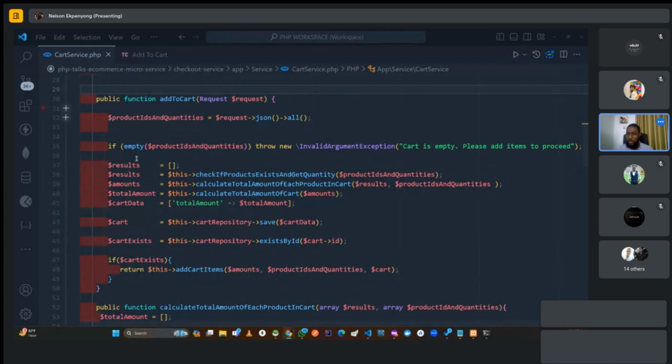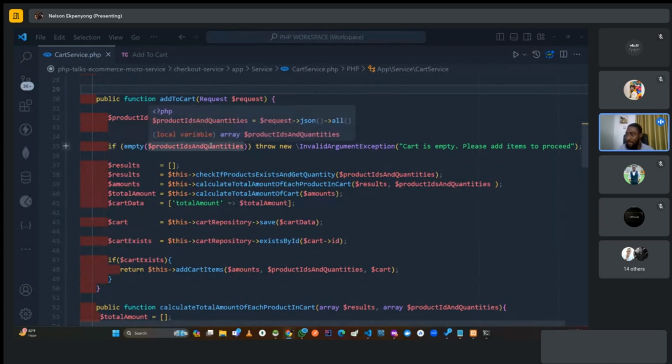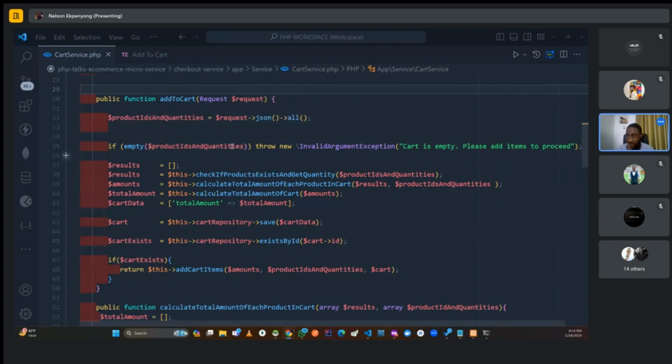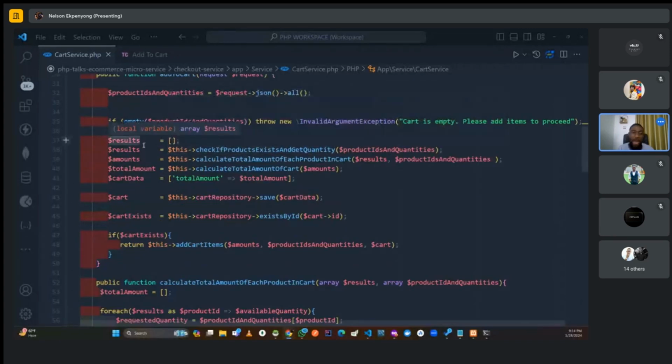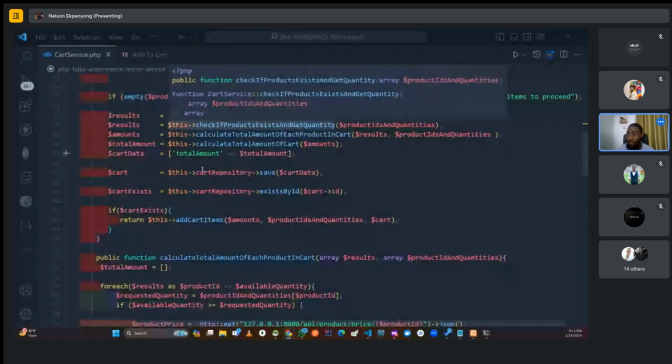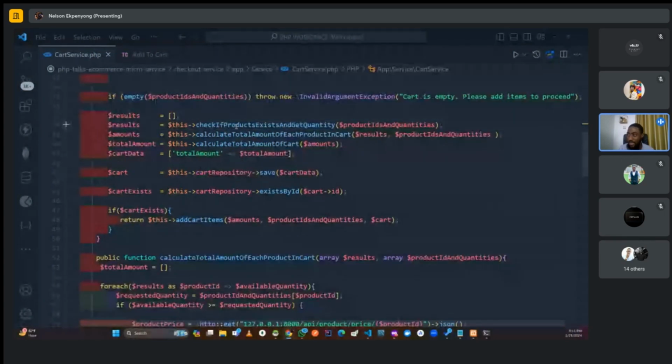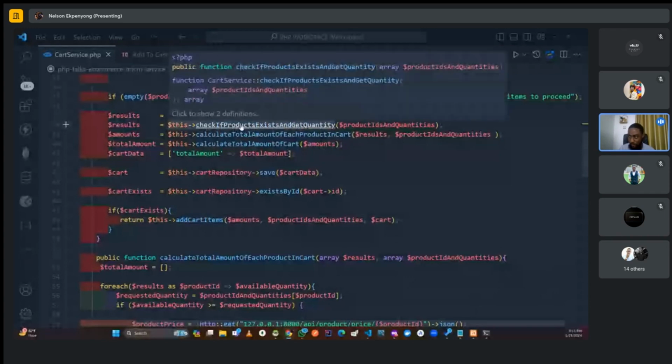Oh, great. Okay. So the first thing we're doing here is that I'm checking if the product IDs are empty. If this is empty, it will tell you that the cart is empty. Now the third thing is that I have an empty array. Then I have a result. Now, what is happening in this function? This is a method here. So let's go in and check it.